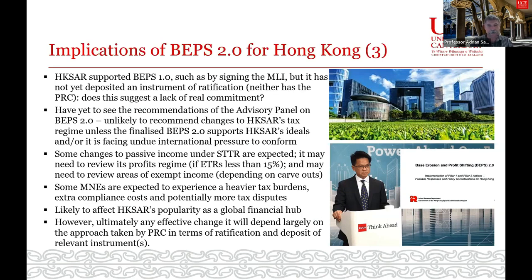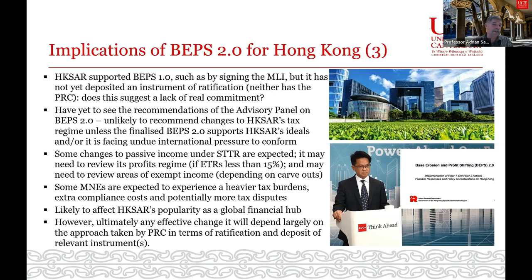Secondly, we haven't seen, and it could be some time before we see, the recommendations of the advisory panel on BEPS 2.0. My sort of surmising is it would be unlikely to recommend changes to Hong Kong's tax regime unless BEPS 2.0 supports Hong Kong's ideals or it's facing undue international pressure to conform. Some changes to passive income under the STTR rule are expected, and that's going to depend upon reviewing all of the bilateral tax treaties.